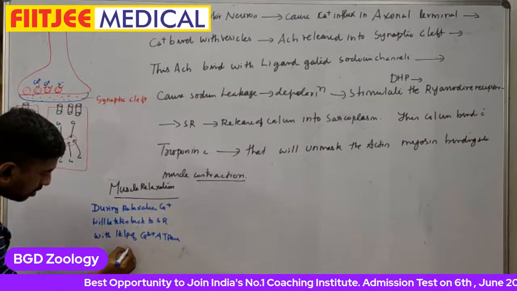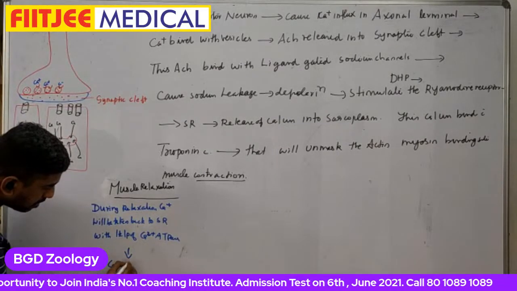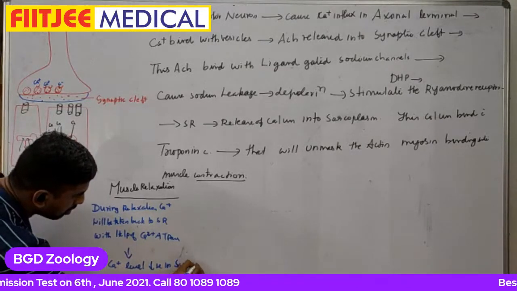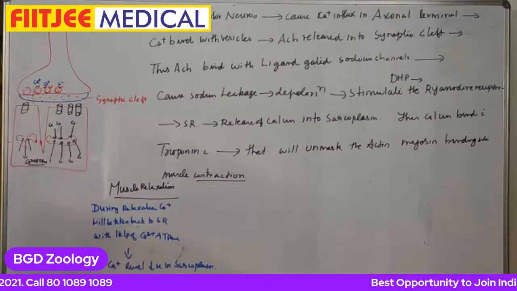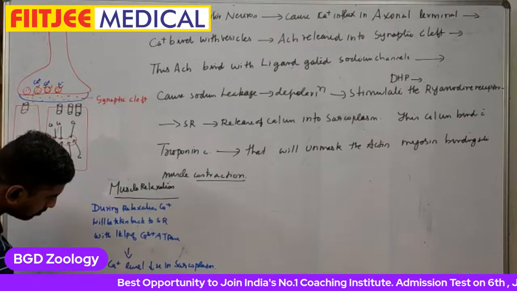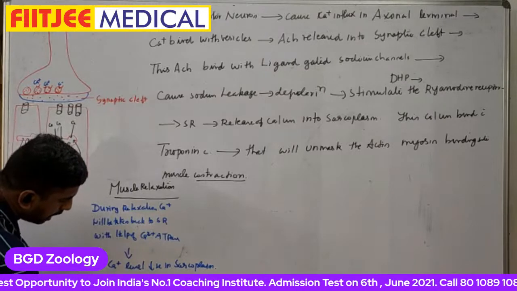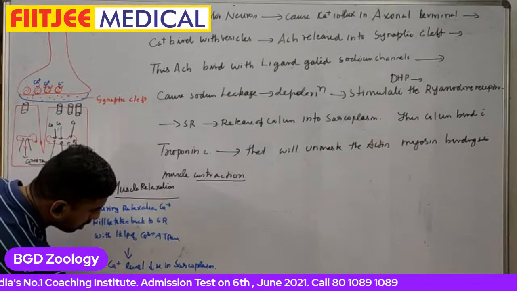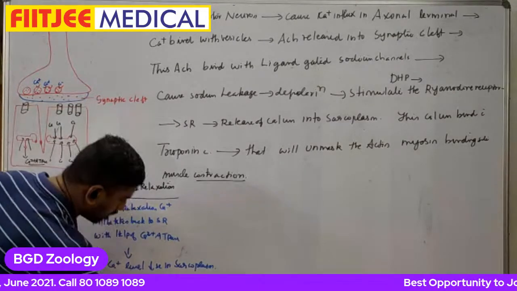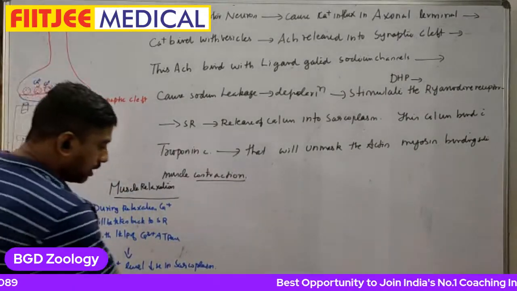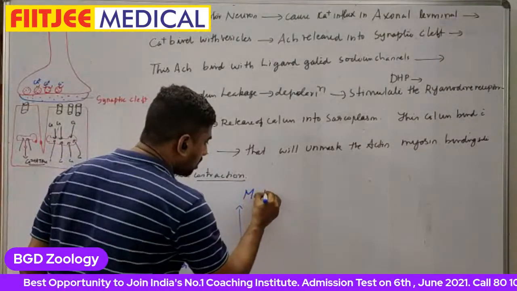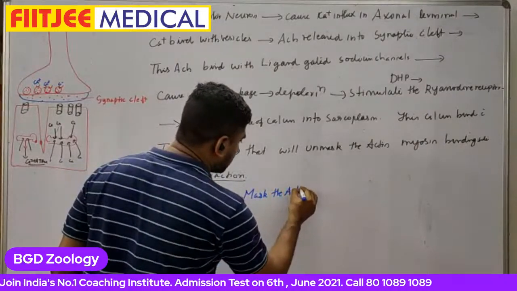Once this happens, calcium level decreases in the sarcoplasm. So what will happen? Troponin C and calcium cannot attach. The troponin C and the calcium cannot bind. If they are not binding, what will happen? Again, it will mask the actin and the myosin binding site.